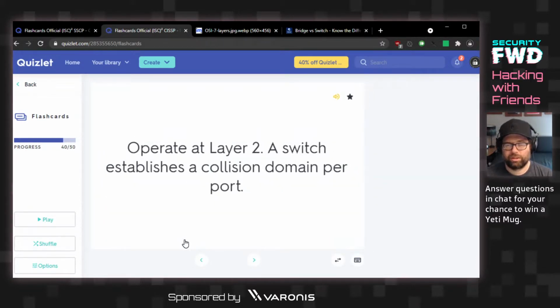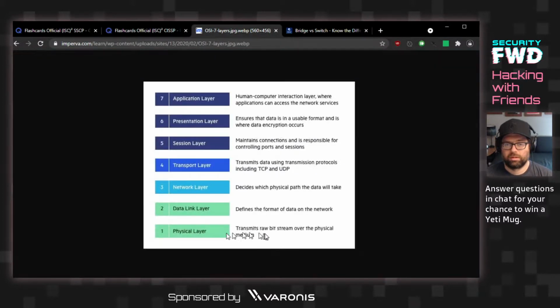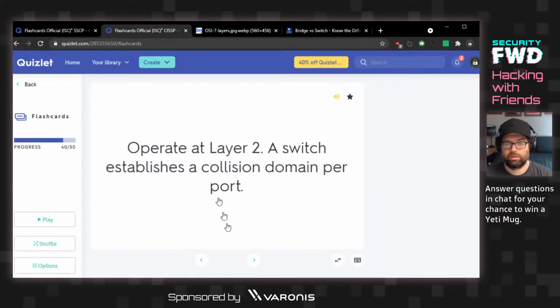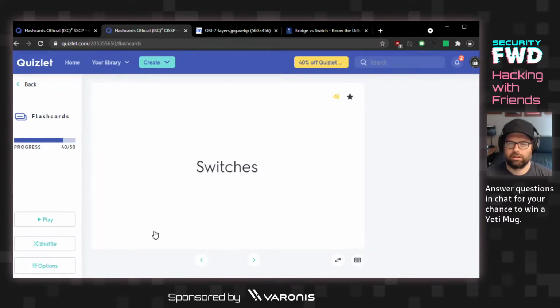Operate at layer 2. A switch establishes a collision domain per port. All right. So, layer 2, data link layer. Let's go back to our bridge versus switch. Which machine is connected to its port by using the device's IP address? This is what I get for spending years as a web developer instead of a network sysadmin. Switches.